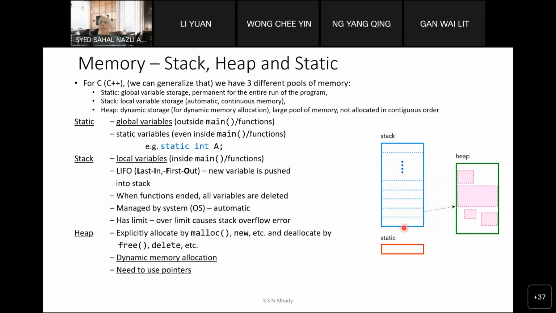Stack is contiguous, meaning that if the last one is 100, the next last one is 99, and then 98, and so on. But not in heap. Heap can be scattered in the memory. The first one may start from 1 until 10, and the second one can start from 100 to 200, and so on. So it's scattered, not in contiguous order. That's what we mean by contiguous order.